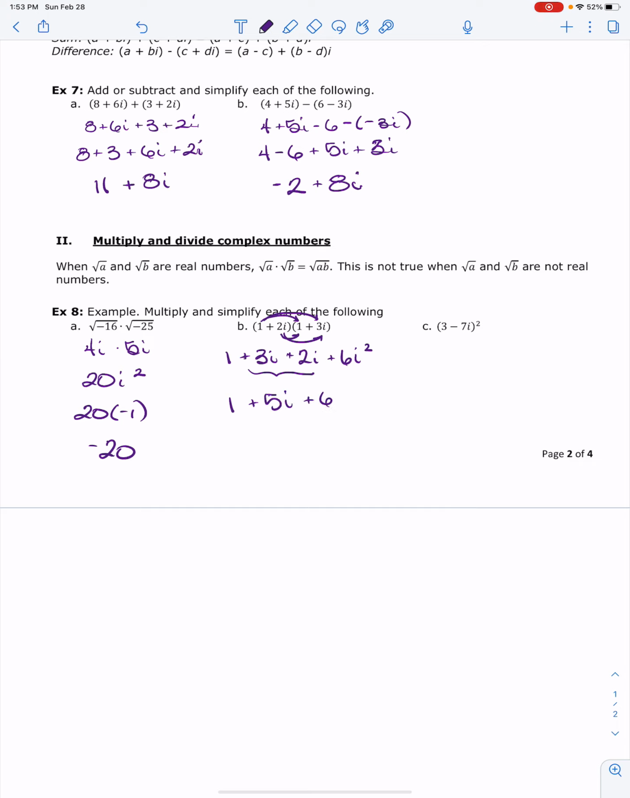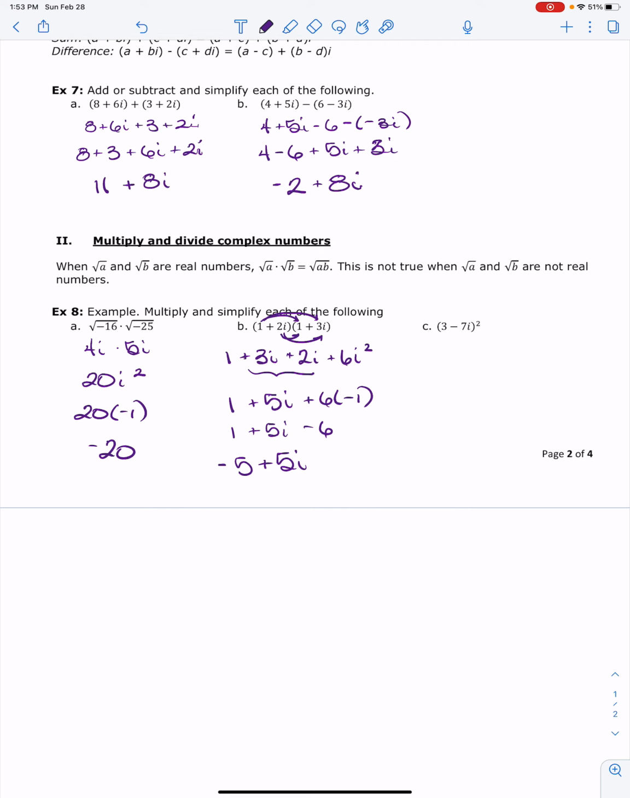And I'm going to rewrite that i squared as negative 1. So I've got 1 plus 5i minus 6. 1 minus 6 is negative 5 plus 5i. As much as we don't like that negative hanging out front, we do definitely want to write this with the real part first and the imaginary part second.